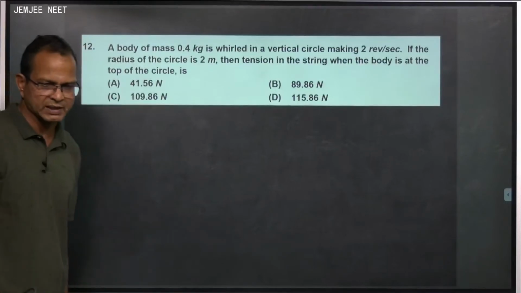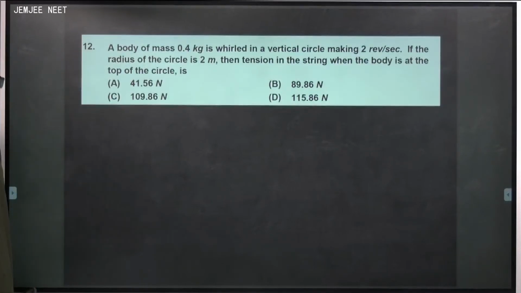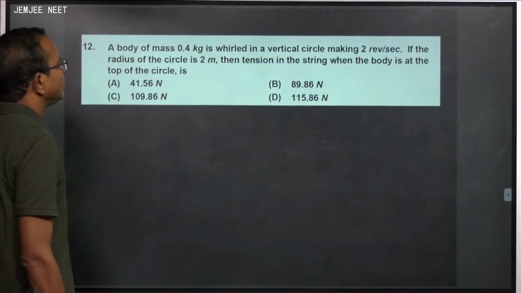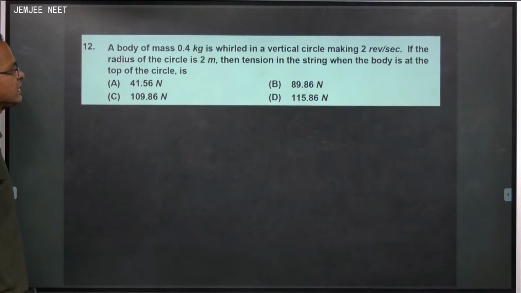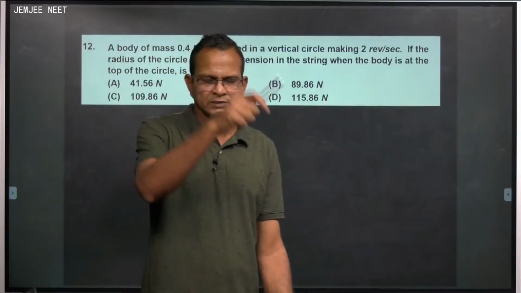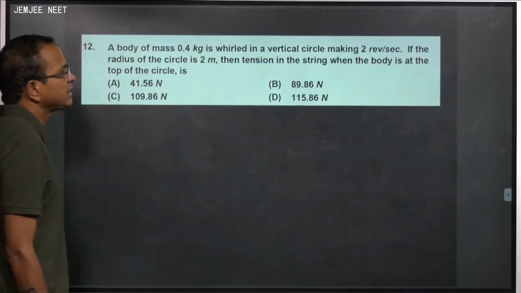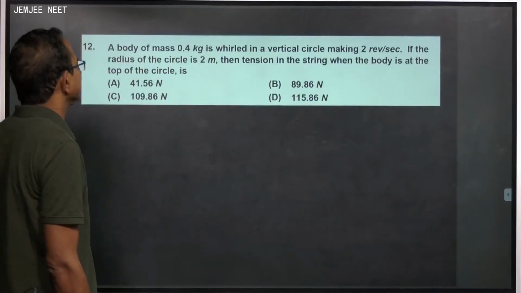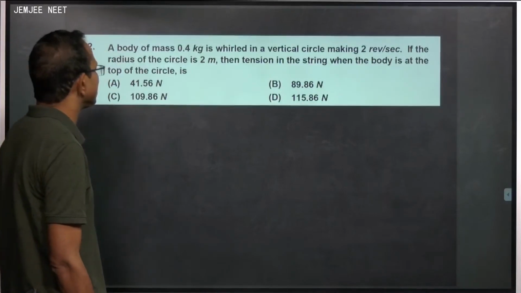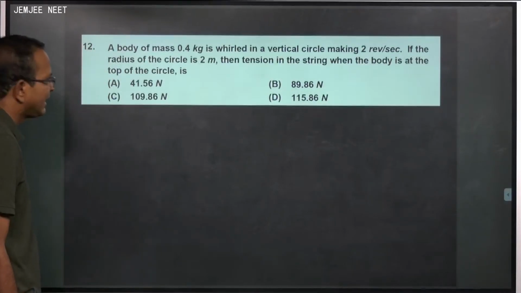Okay, question number 12, Kanna, please. I think in this worksheet, last question. We will take up next worksheet. Drisha, can you give me answer for this question? A body of mass 0.4 kg is whirled in a vertical circle, making 2 revolutions per second. If the radius of the circle is 2 meters, then the tension of the string when the body is at the top of the circle is.